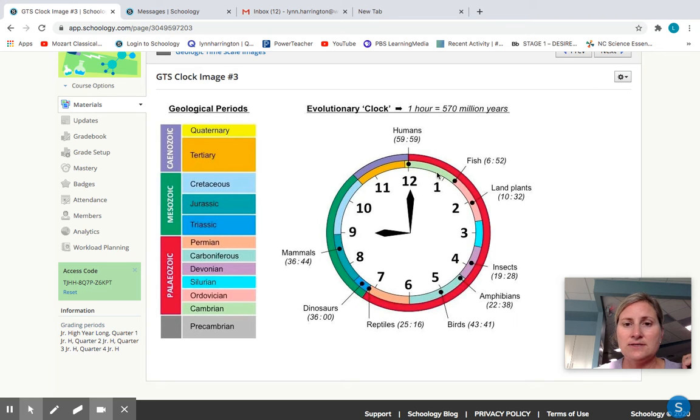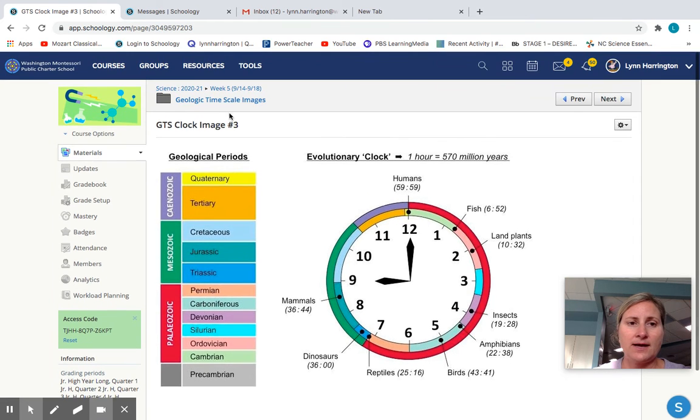Okay, so this is another clock representation of the geologic time scale, where you can see the red is indicating the Paleozoic time, the green is the Mesozoic time, and the Cenozoic time is here in this purple. Humans have literally shown up just in the last second. If you said Earth's history was all in 60 minutes, humans have just appeared in the last second of that hour. So this is a way to see it in a different format.